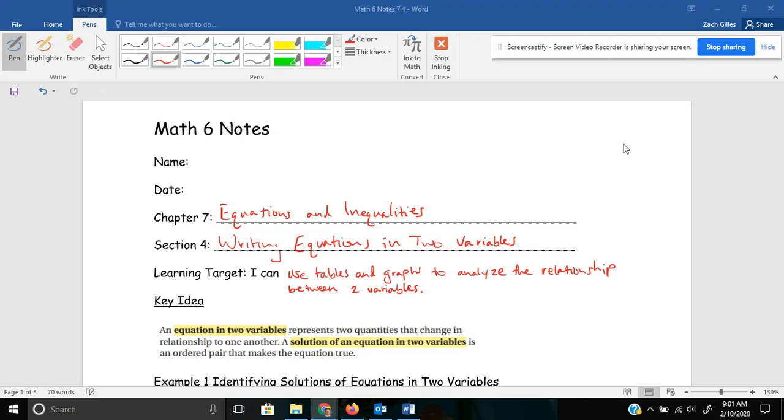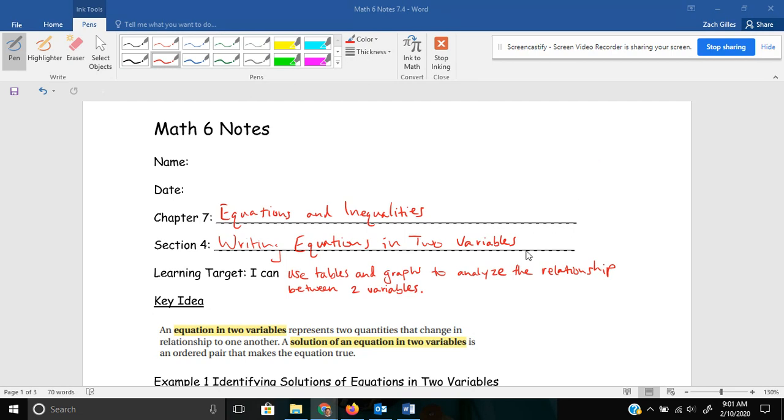Hello, sixth graders, and today we'll be discussing 7.4. We've got equations and inequalities for chapter 7. And for section 4, we're going to be talking about writing equations in two variables. For our learning target today, we have: I can use tables and graphs to analyze the relationship between two variables.